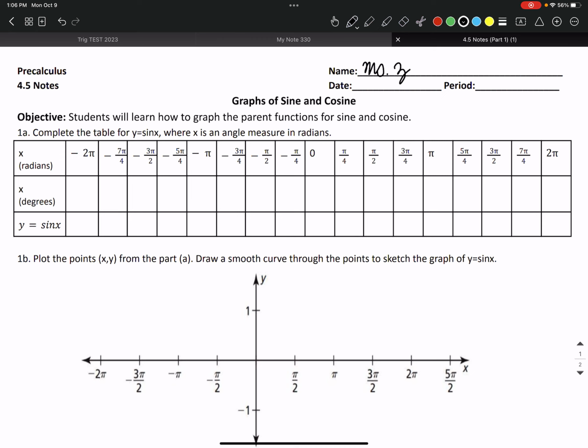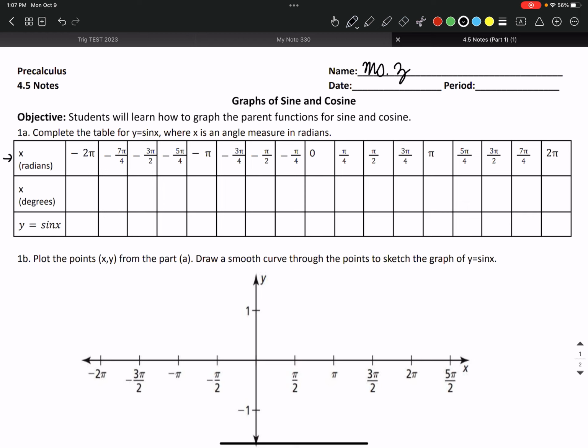In this video, I'm going to talk about the parent function for sine. The parent function for sine is y equals sine of x because that is the most basic sine equation. It has no extra stuff. In order to graph this parent function, I'm going to fill out this table below.